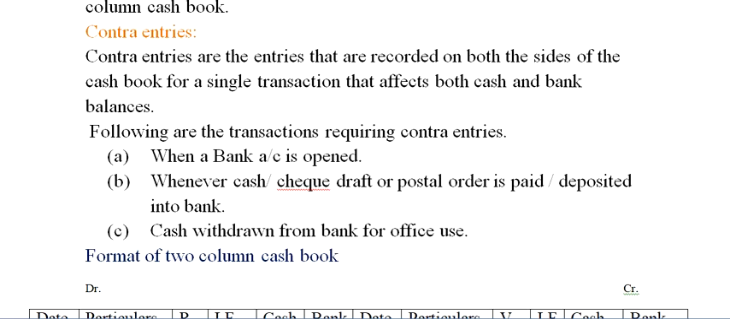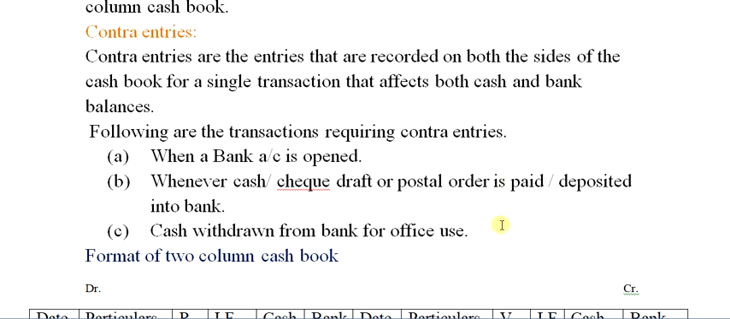Again, moving to the contra entries. What are contra entries? Contra entries are the entries that are recorded on both sides of the cash book for a single transaction that affects both cash and bank balances. Following are the transactions requiring contra entry: when a bank account is opened, whenever cash, cheque, draft or postal order is paid or deposited into the bank, and cash withdrawn from the bank for office use. So these are the examples of contra entries.